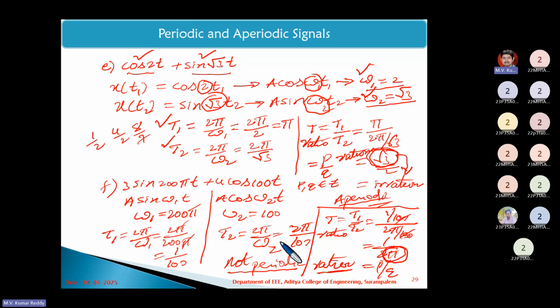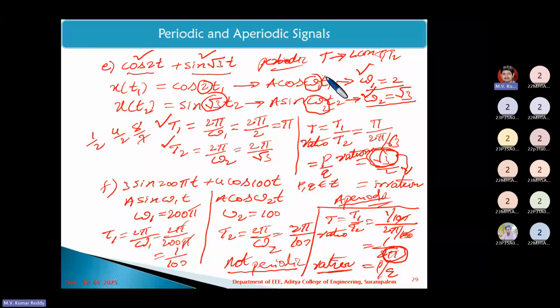If it is periodic, then how can you find the capital T value? You have the T1 value and T2 value. Now how can you find the T value? The T value can be found as the LCM of T1 and T2. Whatever LCM we get, that is the T value.